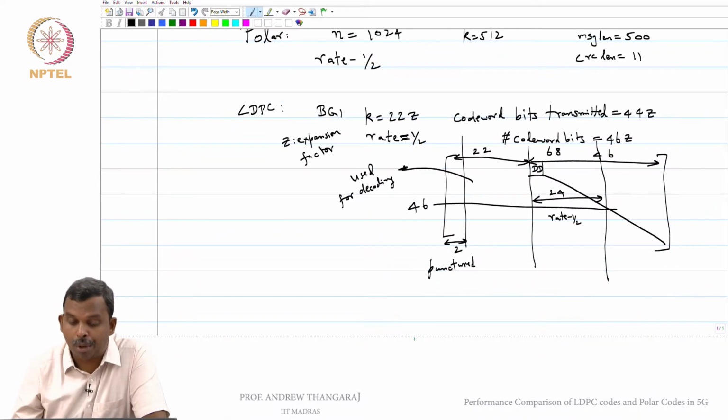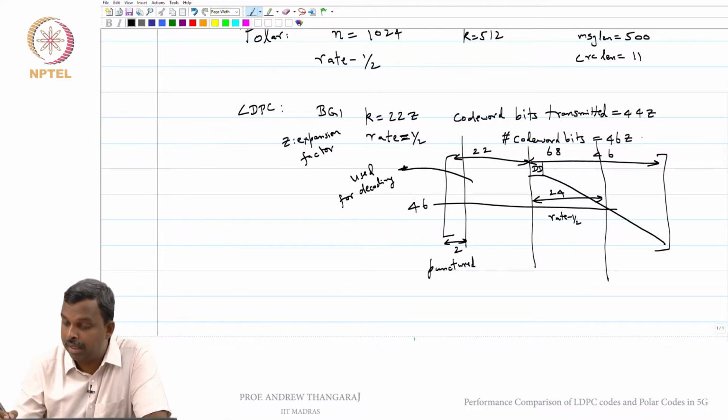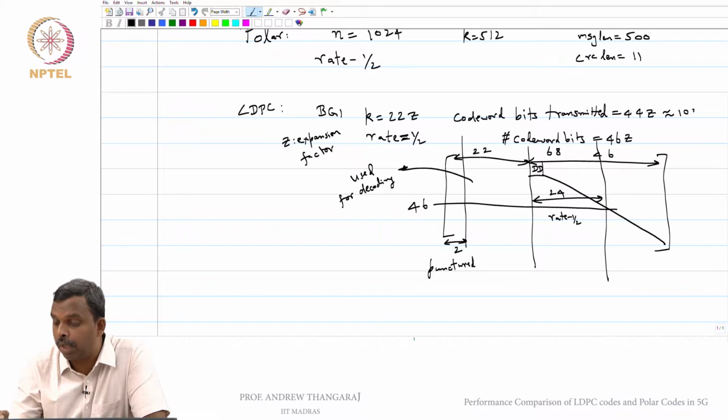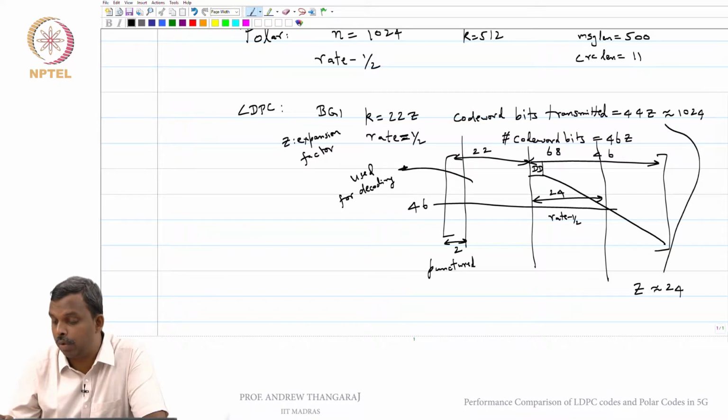The next thing is I want a block length around 1024, right? So this needs to be around 1024. Okay, so that also sort of fixes Z. From here the value of Z will get fixed around 1024 divided by 44, which is roughly around 24. Okay, so this gives you a Z of around 24.